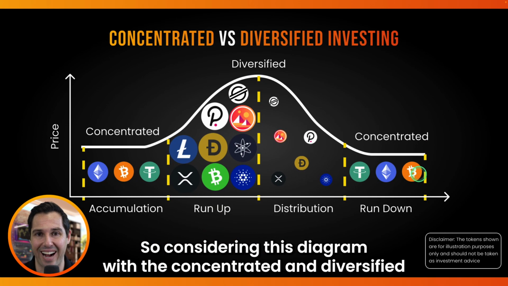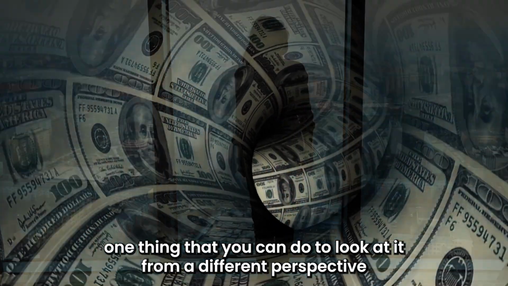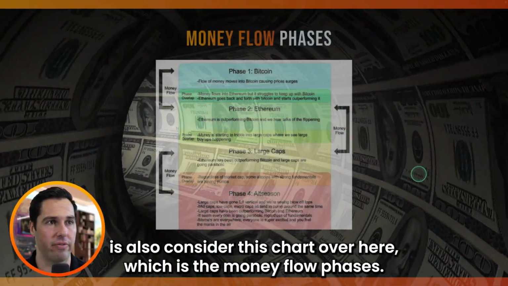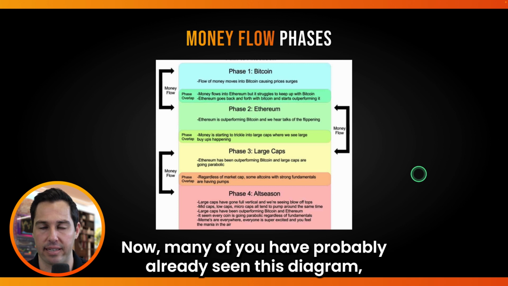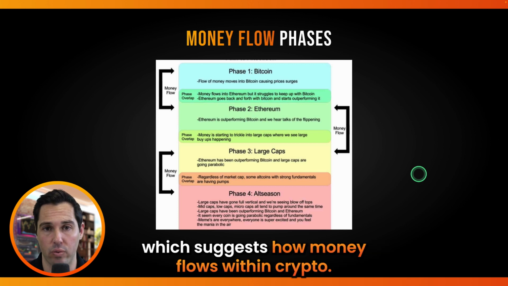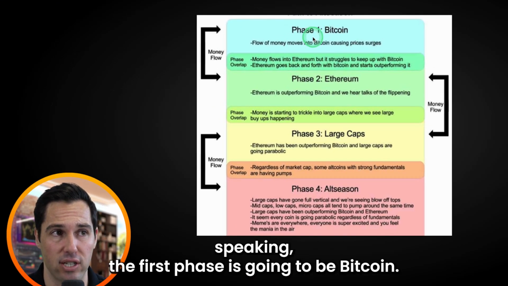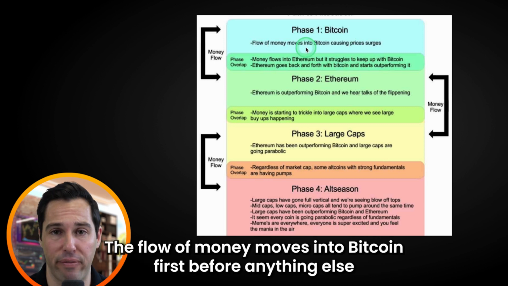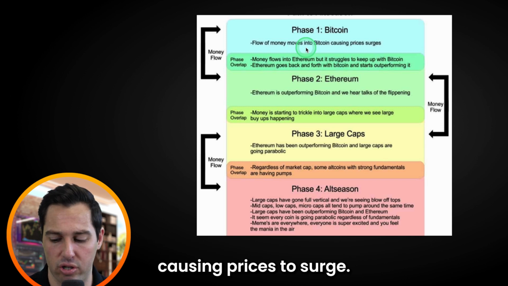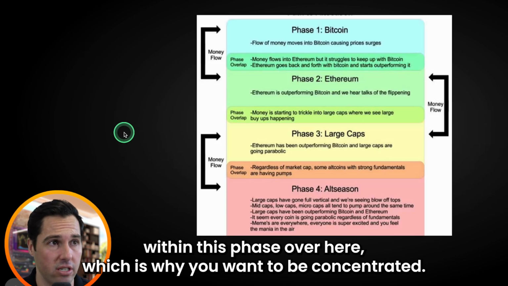So considering this diagram with the concentrated and diversified investing style, one thing that you can do to look at it from a different perspective is also consider this chart over here, which is the money flow phases. Now, many of you have probably already seen this diagram, which suggests how money flows within crypto. So if you have a look at the diagram, you'll see that generally speaking, the first phase is going to be Bitcoin. The flow of money moves into Bitcoin first before anything else, causing prices to surge. So that would essentially still be within this phase over here, which is why you want to be concentrated.